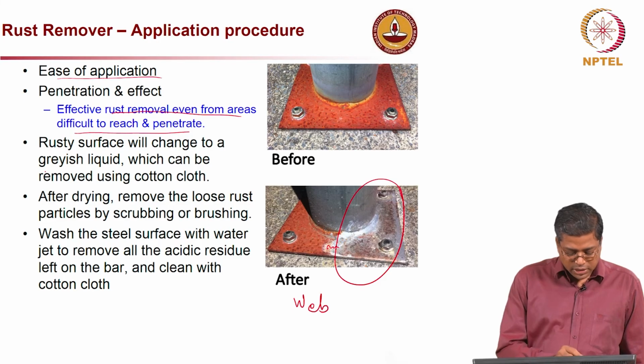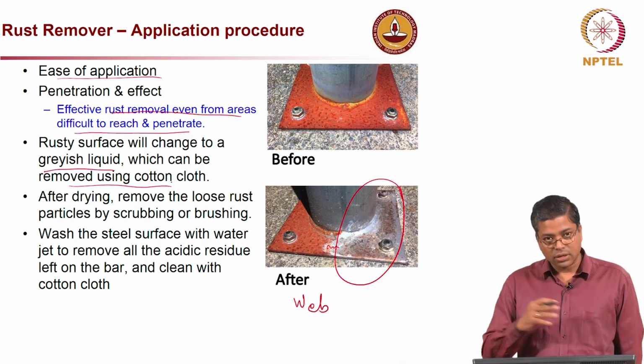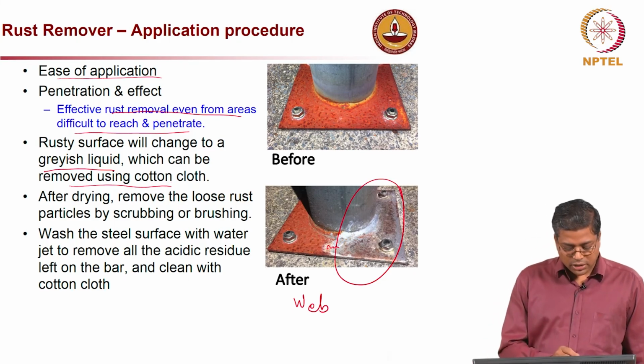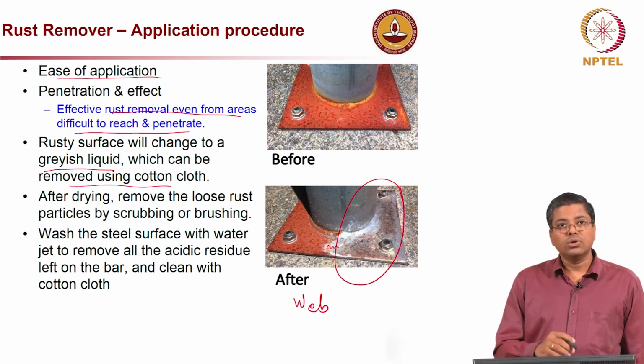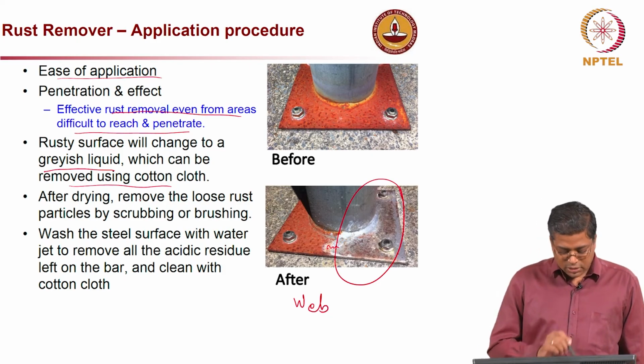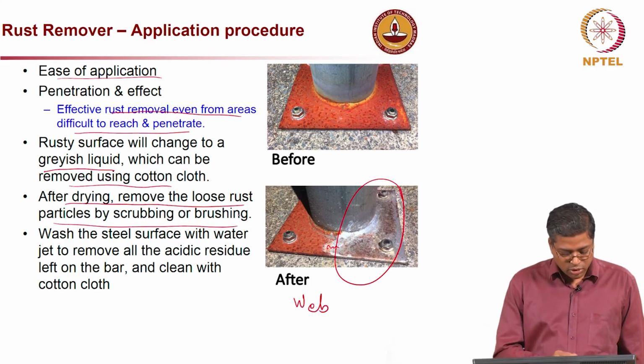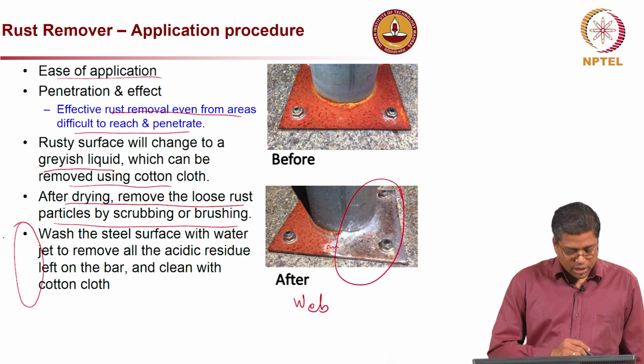The rusty surface will change to a grayish liquid, which can then be removed. And this is very important: after drying, remove the loose rust particles by scrubbing. So everything has to be removed, and this is the most important part here.